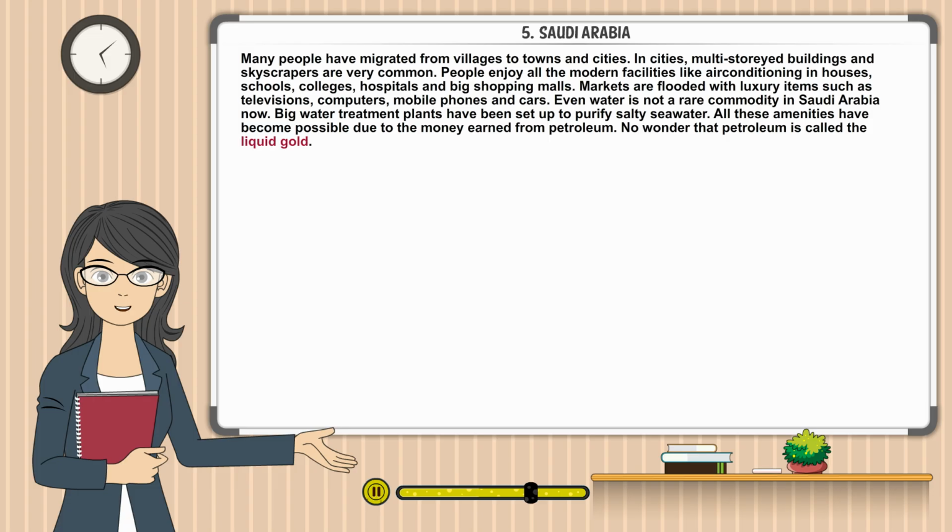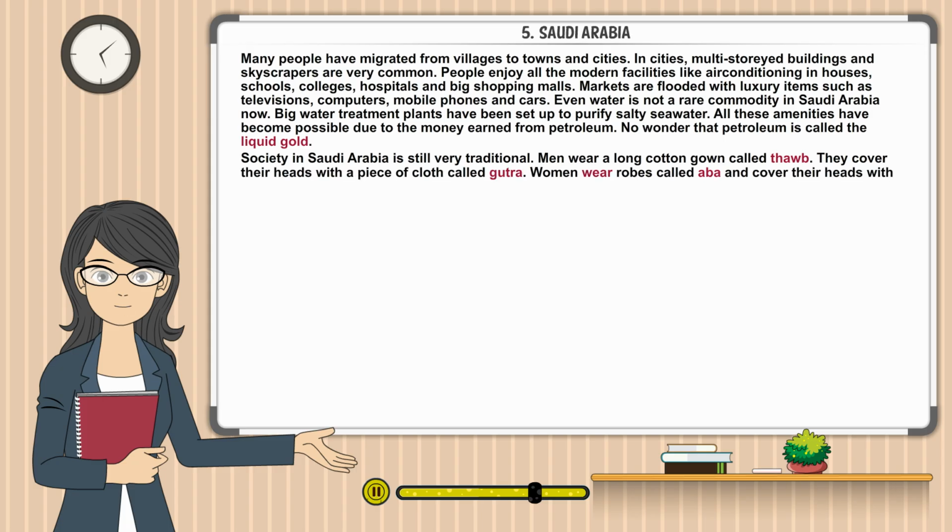Society in Saudi Arabia is still very traditional. Men wear a long cotton gown called thob. They cover their heads with a piece of cloth called gutra. Women wear robes called abaya and cover their heads with a veil.